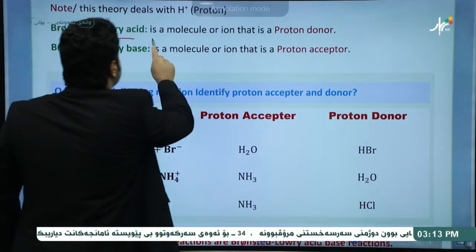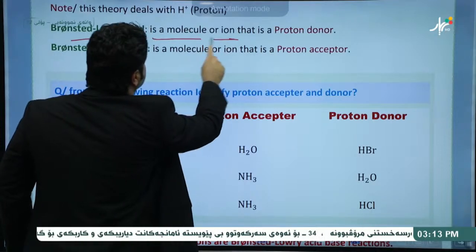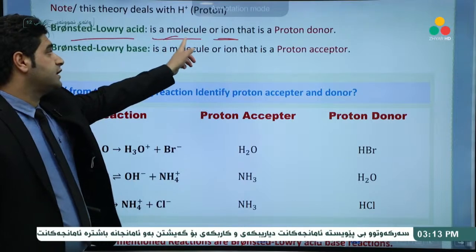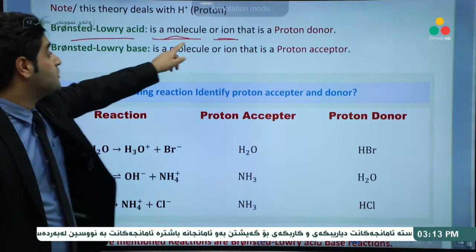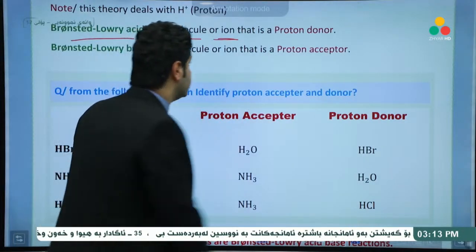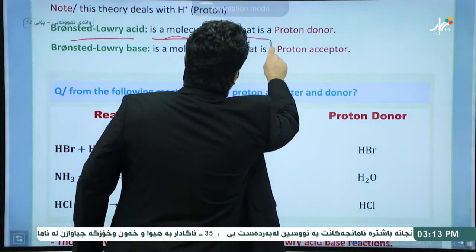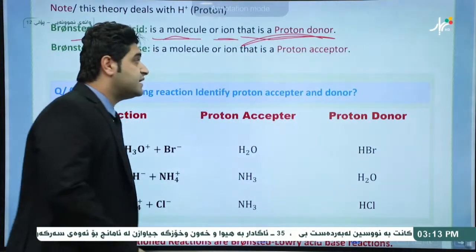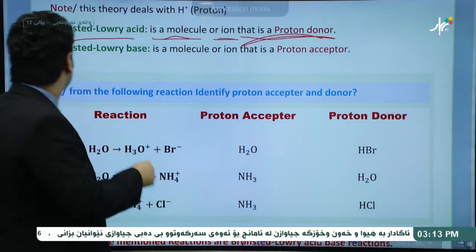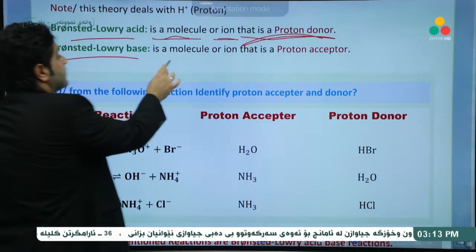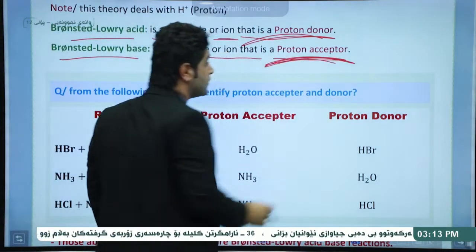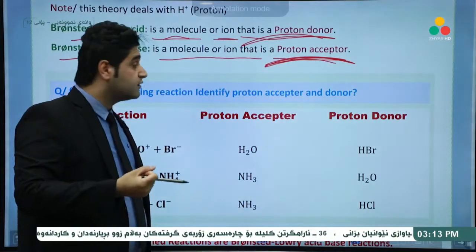Brønsted-Lowry theory: an acid is a molecule or ion. In Arrhenius, acid is only a molecule, but Brønsted said no, it's a molecule or ion, even an ion now, that is a proton donor. It means a proton releaser. But a Brønsted-Lowry base is a molecule or ion that's a proton acceptor, a proton receiver.